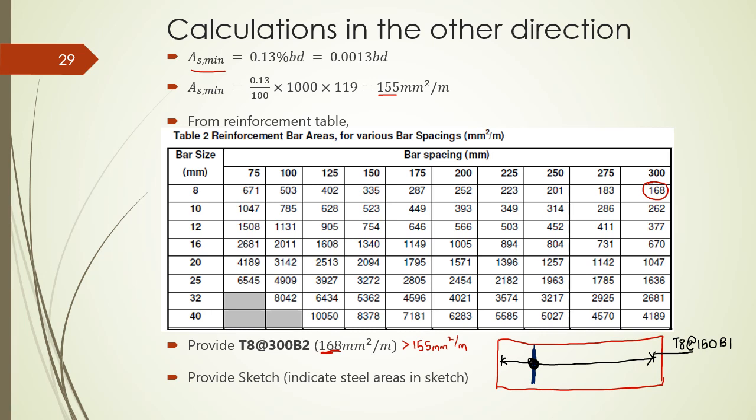sorry, this was T10. T10 at 150 bottom 1, which gave us 523 millimeters squared per meter.